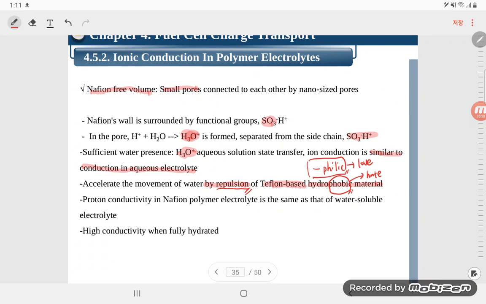And the proton conductivity in the Nafion polymer electrolyte is the same as that of water-soluble electrolyte. So when fully hydrated, in the state of full hydration, the membrane has very high conductivity.